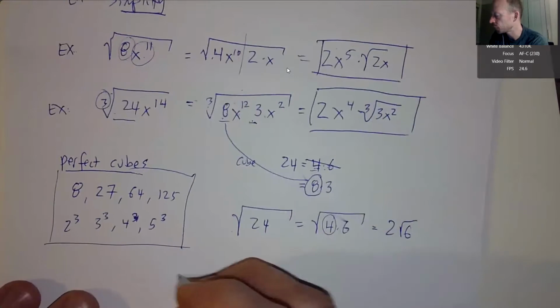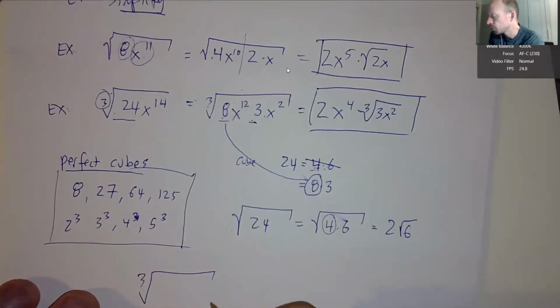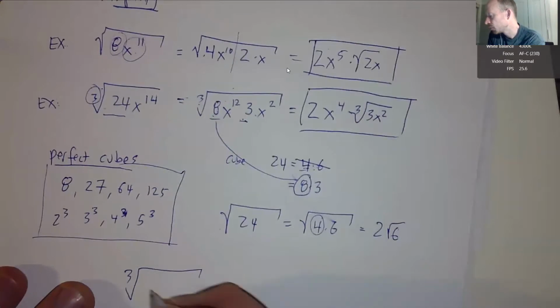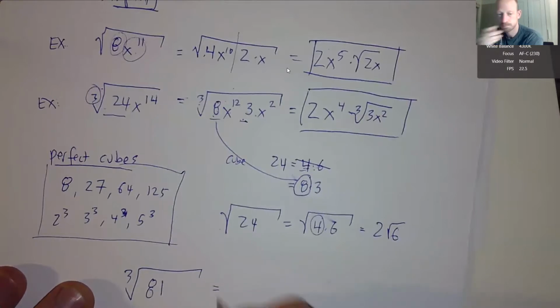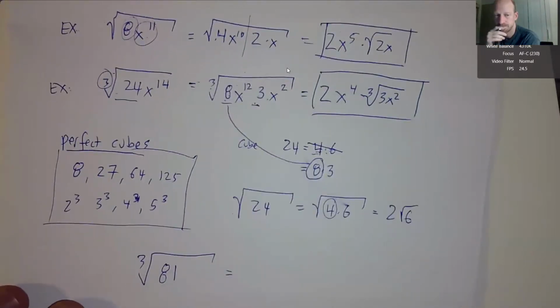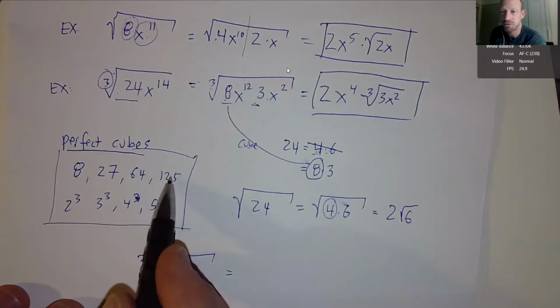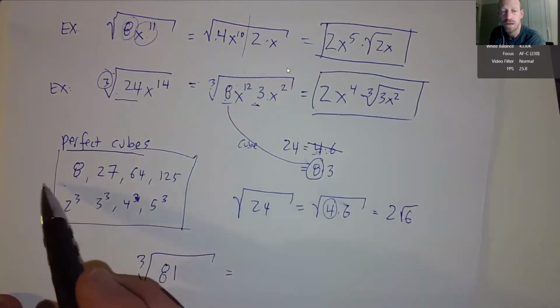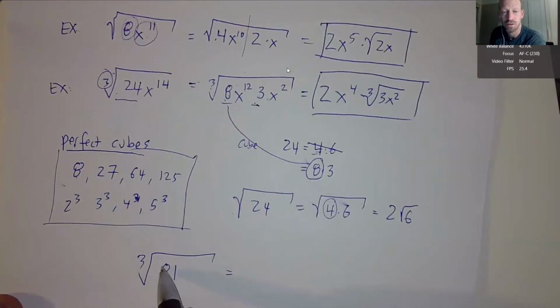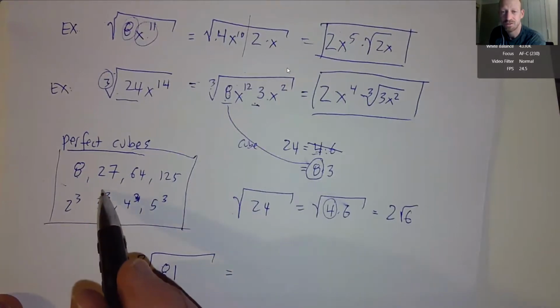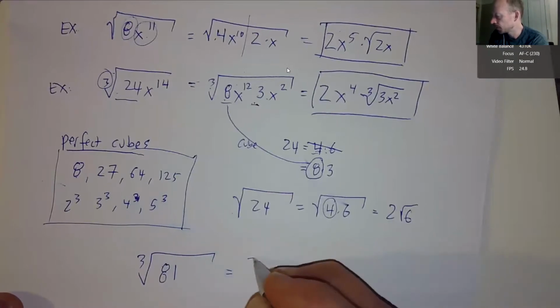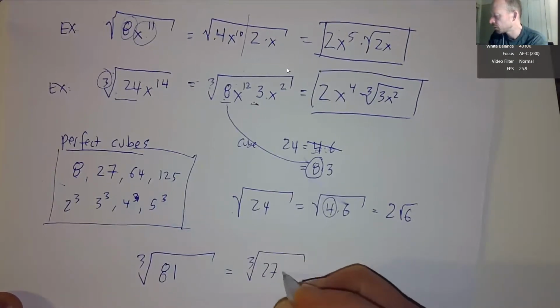Okay. So if I give you like the cube root of 81, you're just looking for these factors. If you don't have one of these factors, then you're not going to be able to simplify 81. So 8 certainly doesn't go into 81 because it's not even. But 27, it turns out, does go into 81. It's 27 times 3.